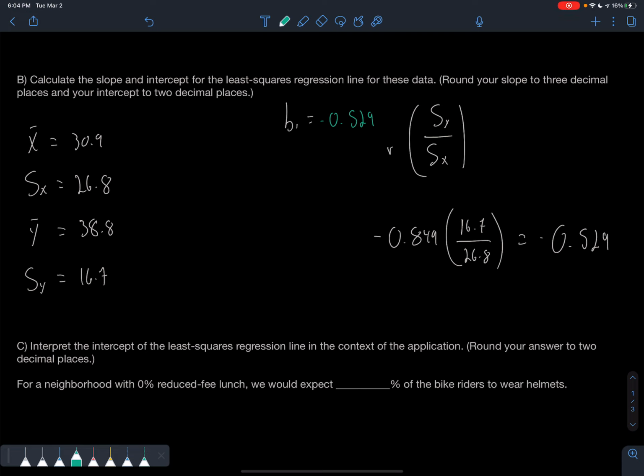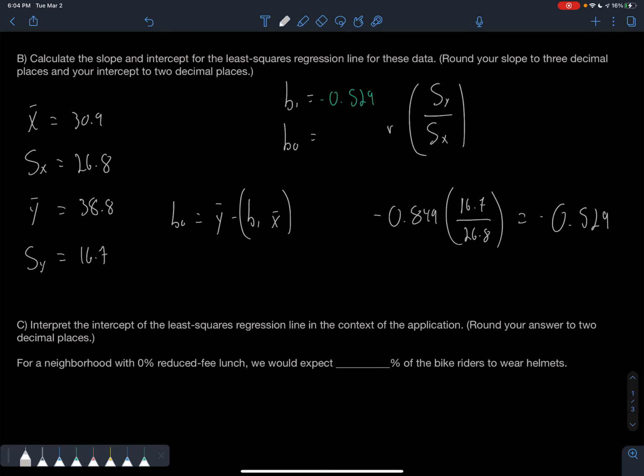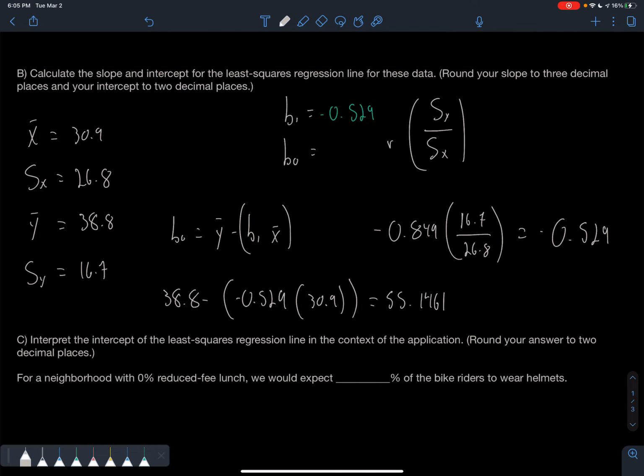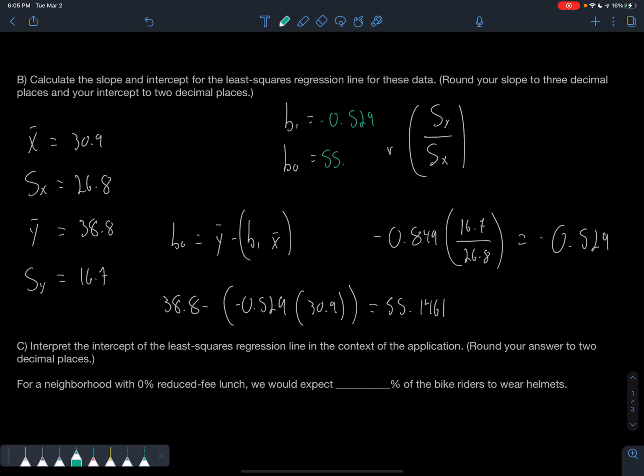Now we need to find the y-intercept, which is b0. We can do this by using the slope that we just found. The formula for that is the mean of y minus your slope times your mean of x. So in this case, that's going to be 38.8 minus negative 0.529 times our mean of x, which is 30.9. That's going to give us a value of 55.1461. It wants us to round that to 2 decimal places, so 55.15 is going to be the answer for this here.